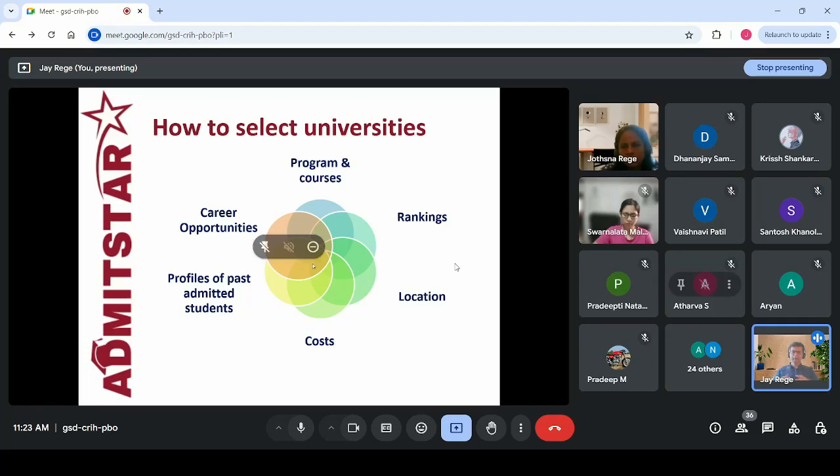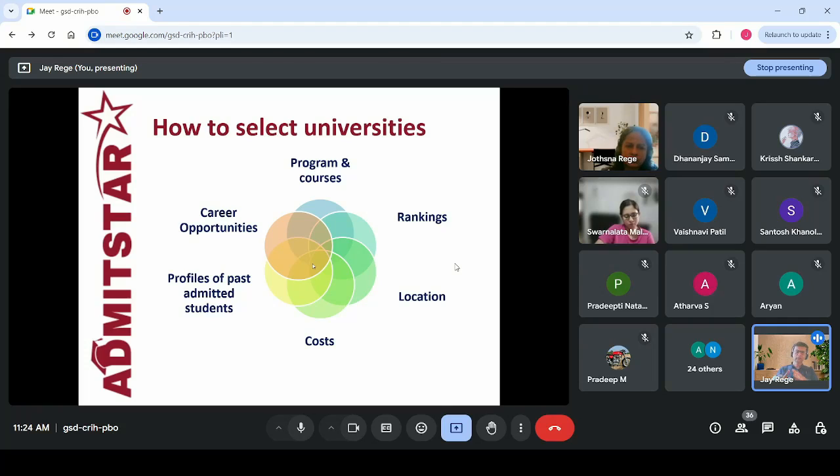So, what factors do you consider when you shortlist universities? Of course, the first thing you should be looking at is whether they offer the program or course that you are looking at. Say, for example, if you are looking at a program in data science, then apply to universities that offer courses in data science. That is the first thing. Rankings, location, cost. You see the profiles of past students who have been admitted, career opportunities that are being offered.